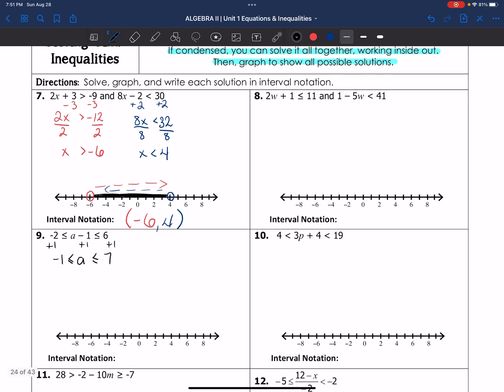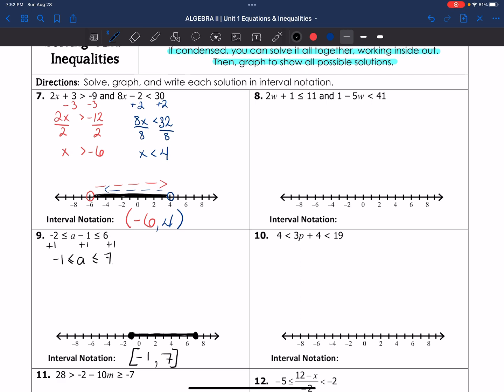The inequality is going to be from negative 1 and including it all the way to 7 and including it. All of that on our number line between those endpoints represents our solution. And in interval notation, because it is a closed boundary, we're going to go from negative 1 all the way to our closed boundary of 7.